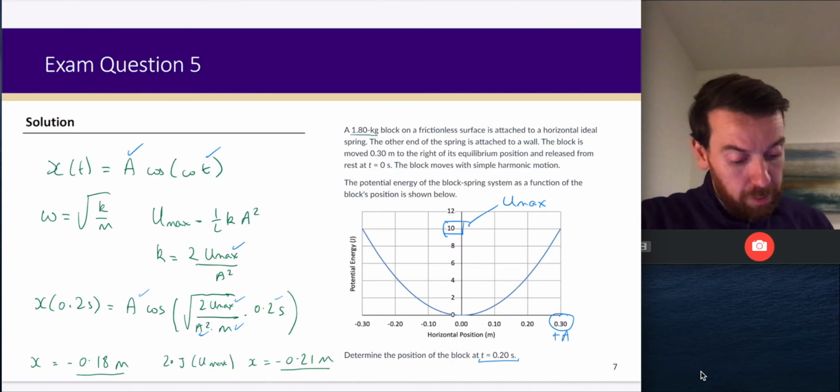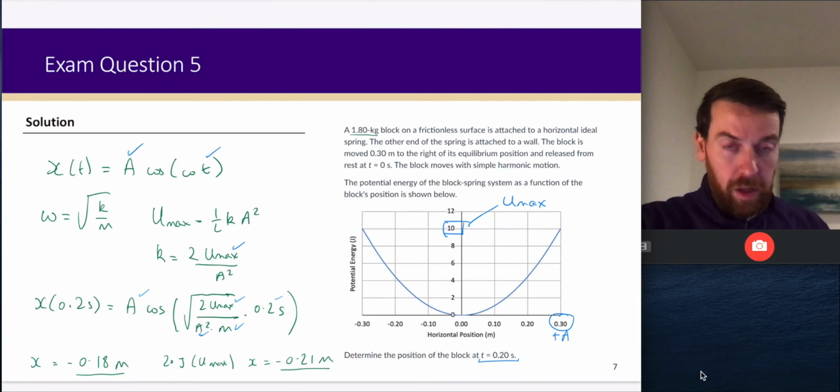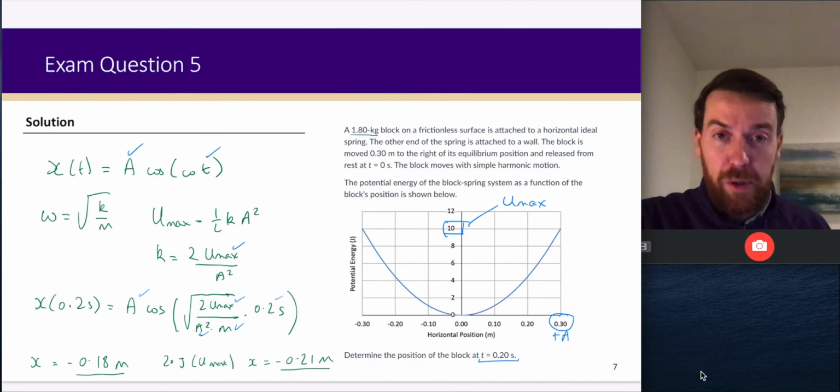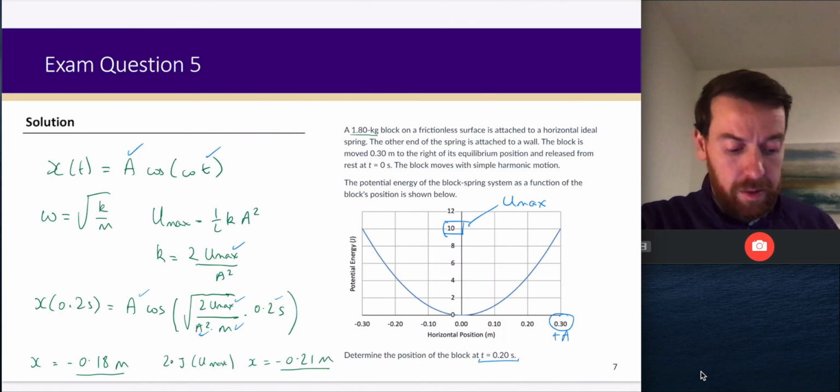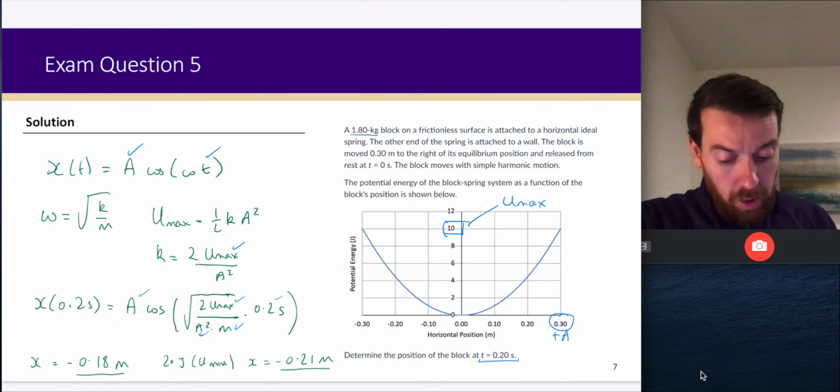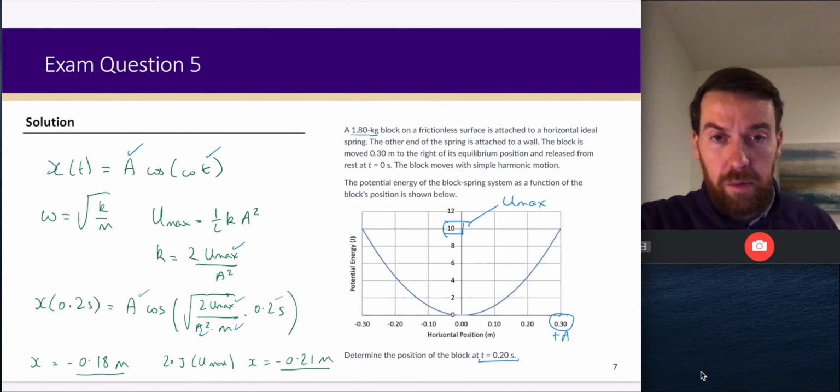So it's a challenging question, since it's combining both the position of an object in simple harmonic motion with content on the energy of a simple harmonic oscillator, particularly in this example, the energy of a system of a block oscillating on an ideal spring. Okay, I'll wrap the video up there, and follow up with the video for question 6.